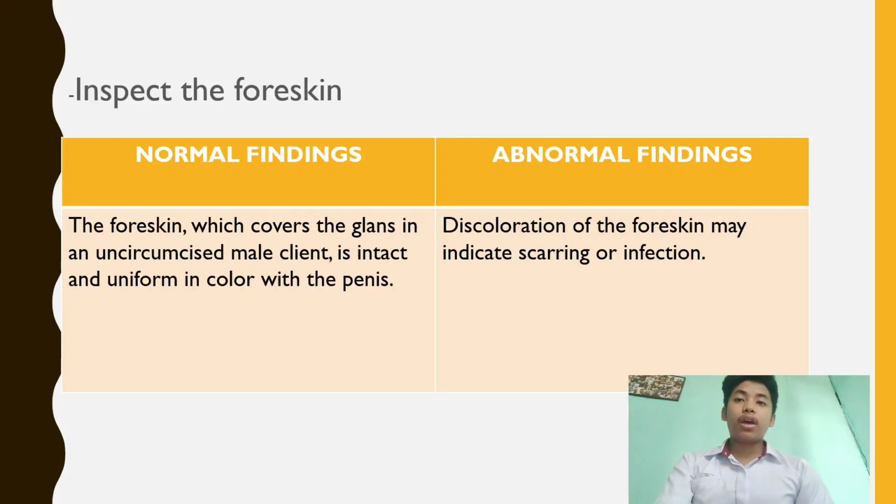Inspect the foreskin. Observe for color, location, and integrity of the foreskin in uncircumcised men. For the normal findings, the foreskin, which covers the glans in an uncircumcised male client, is intact and uniform in color with the penis. For abnormal findings, discoloration of the foreskin may indicate scarring or infection.